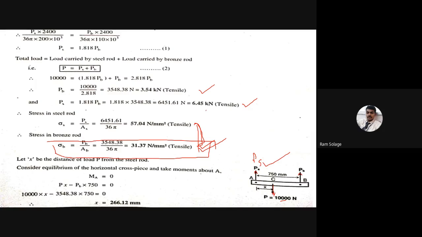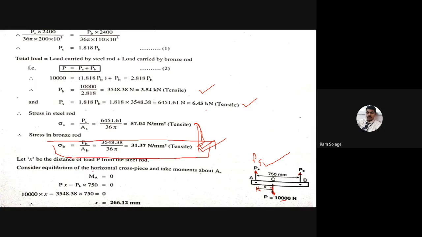So they are showing the arrow in downward direction, and tension we are showing in upward direction. Correct? Tension means what? Load taken by steel wire and load taken by bronze wire. Correct? And the distance between both wires is given as 750 mm. Now we are calculating the distance between point A and C. How to calculate? Now write down. Let X be the distance of load P from steel rod.